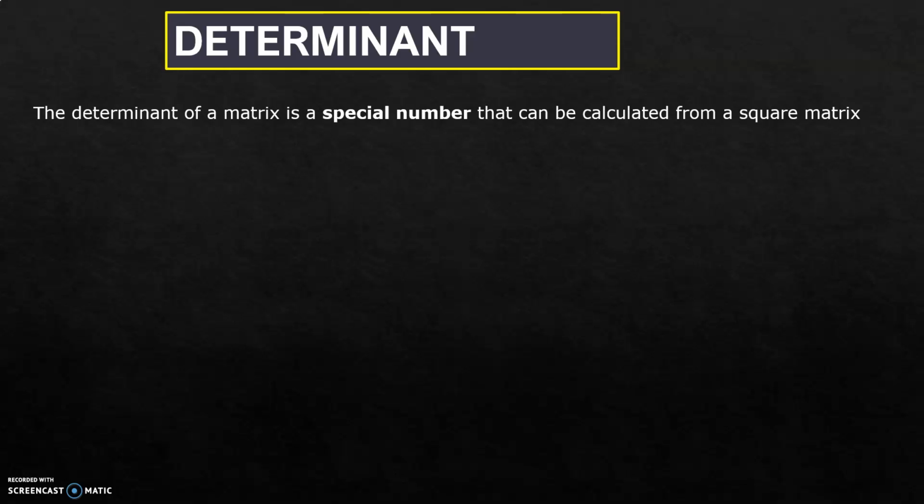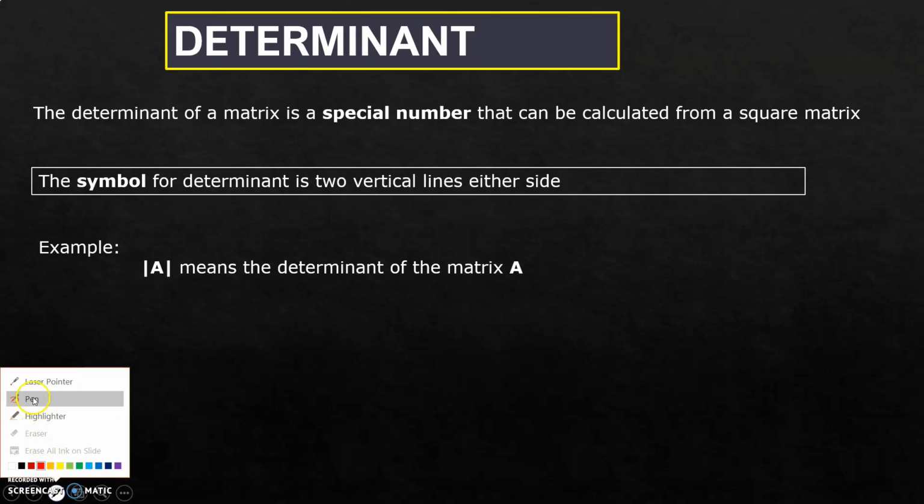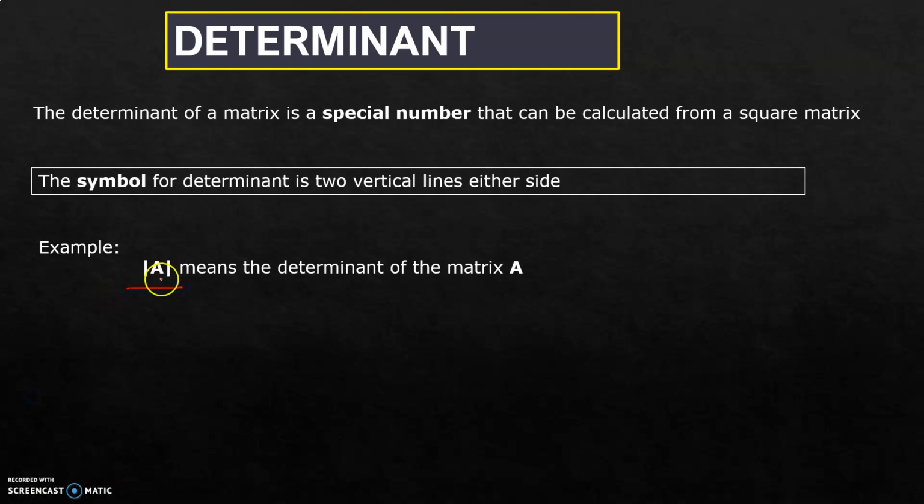So it is very clear that there will be a determinant value only for a square matrix. The symbol for determinant is two vertical lines on either side. So we denote it by drawing two vertical lines. For example, if you want to calculate the determinant of A, it is written with two lines on either side of A. It is read as determinant of A. It means the determinant of the matrix A.